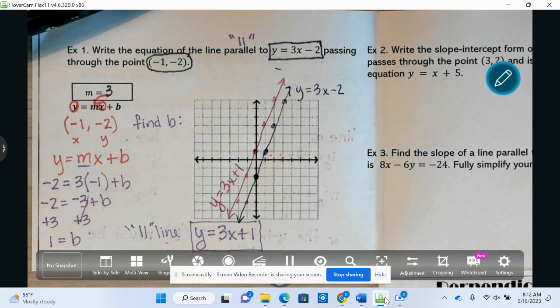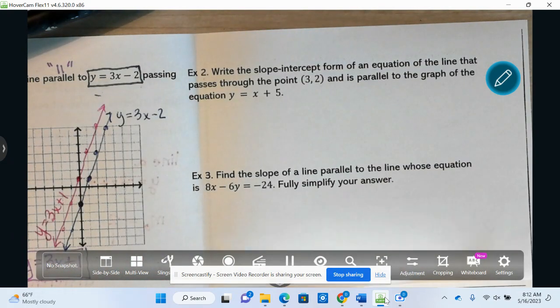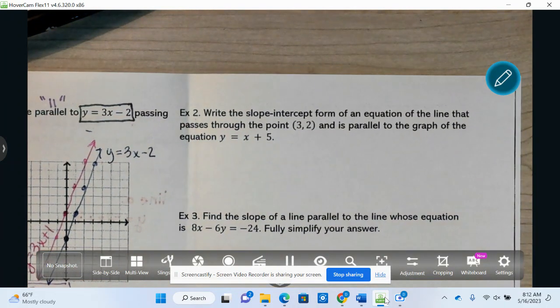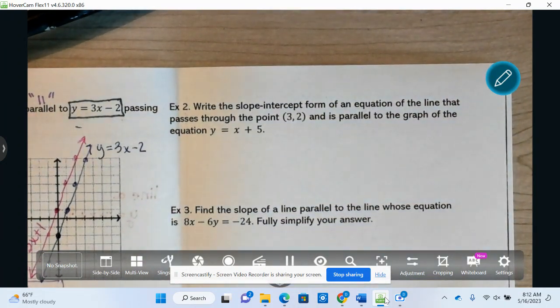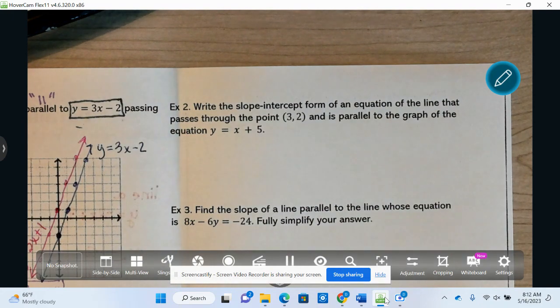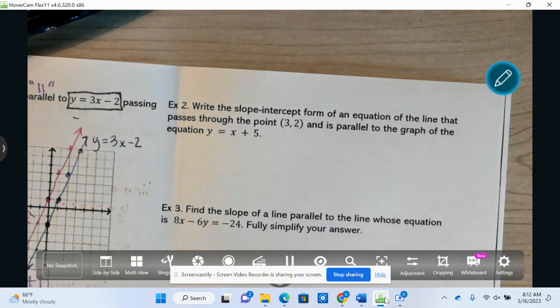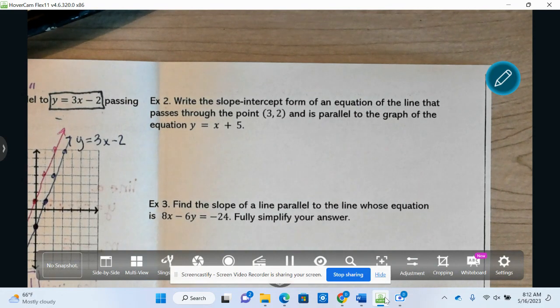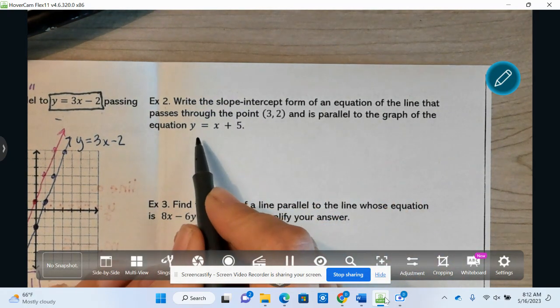Okay, so I'm going to move over to questions 2 and 3. Example 2 says, write the slope-intercept form of an equation of a line that passes through the point (3, 2) and is parallel to the graph of the equation y equals x plus 5. It's written differently, but this is exactly the same type of question as we did last time.